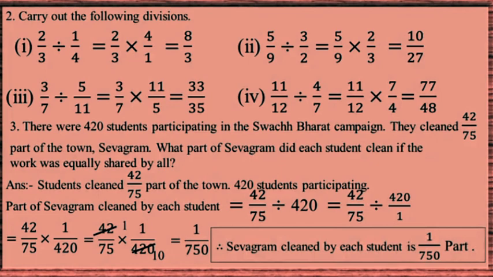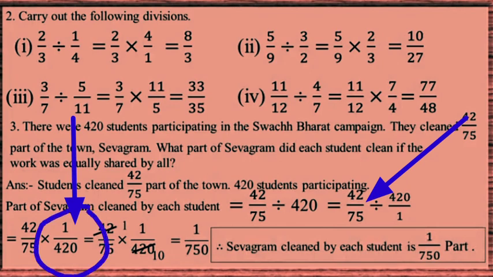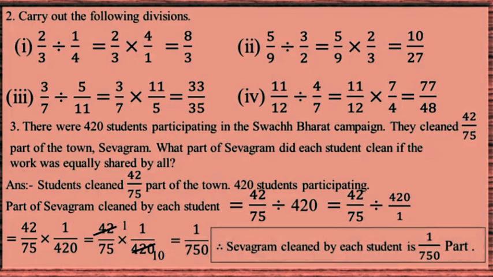420 is a whole number. It means its denominator is 1. So 42 upon 75 divided by 420 upon 1. In the next step, it will become multiplication, and the reciprocal of 420 is 1 upon 420. Now, let us divide 42 by 420. Yes, after the multiplication, the answer is 1 upon 750. So, the part of Sevagram cleaned by each student is 1 upon 750.